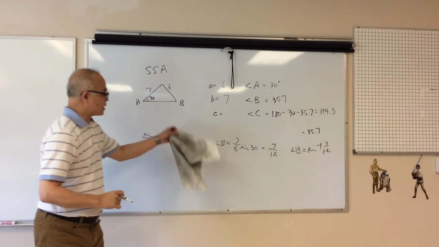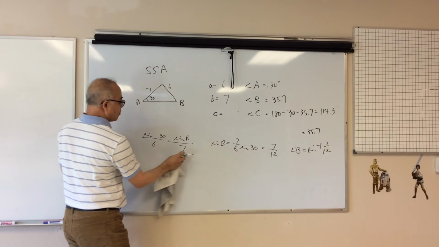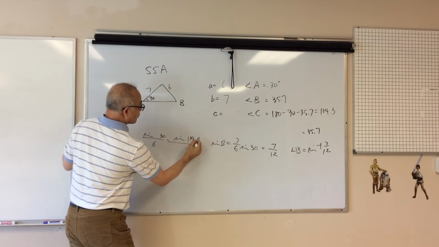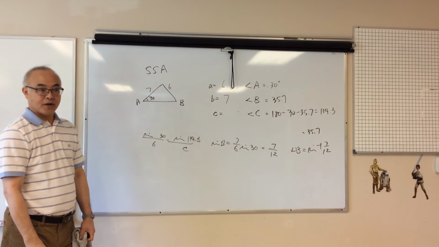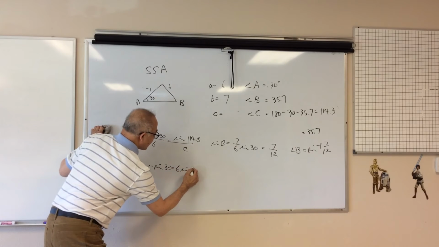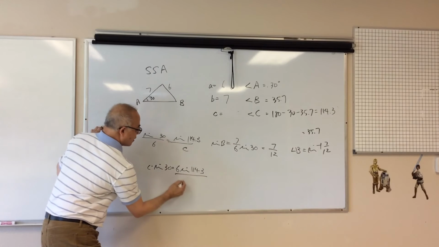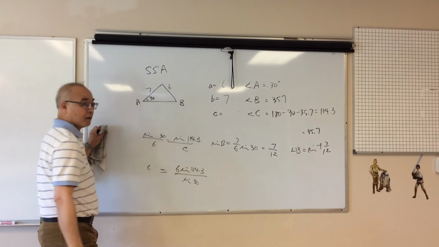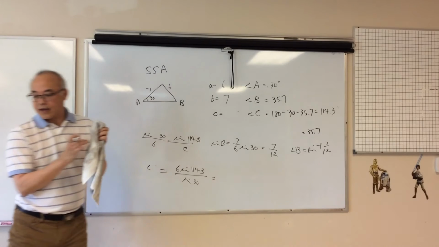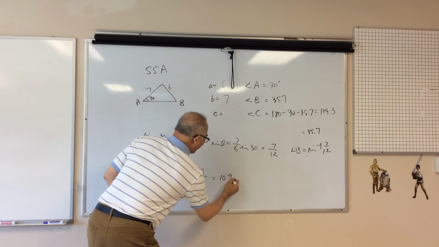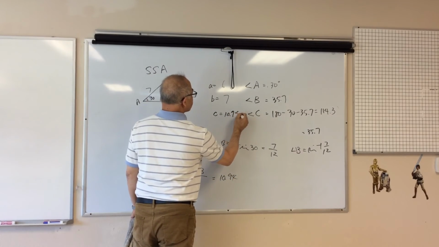right? And I'll do the same thing for C, so 114.3 over C, right? So I'm going to get C times sine 30 is equal to 6 times sine 114.3. If I solve that, I get 10.94.